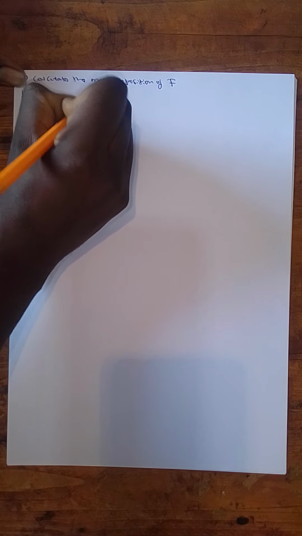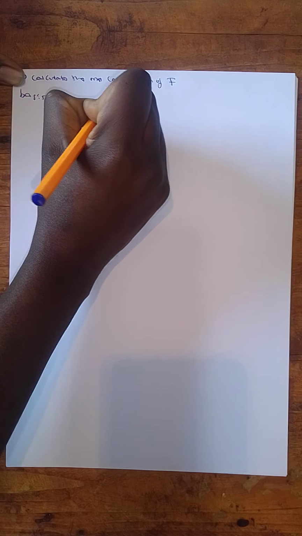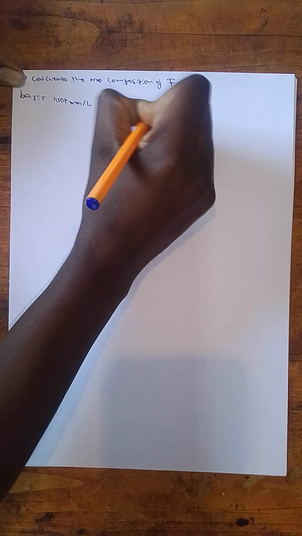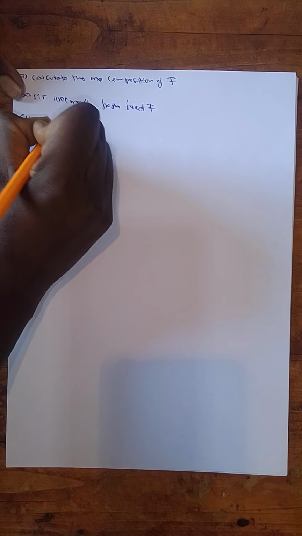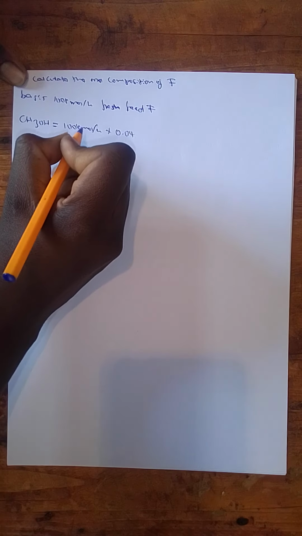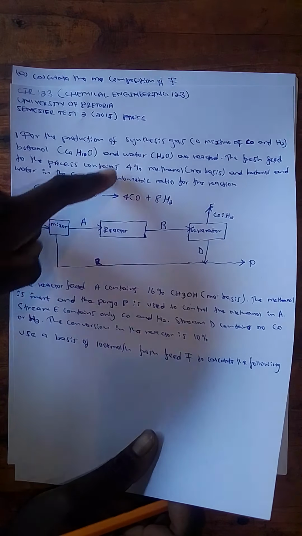So let me just write here the basis: 100 kilomole per hour fresh feed F, right? So that is basically the basis that we're going to be using. And with that said, we already know that methanol, CH3OH, is equal to 100 kilomole per hour multiplied by 0.04, which is the mole fraction of methanol. So that becomes 4 kilomole. So in the fresh feed F, methanol is actually 4 kilomole when we use a basis of 100 kilomole per hour, because it's 4%.